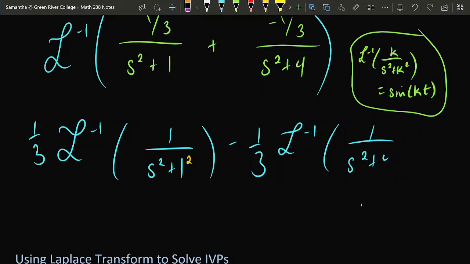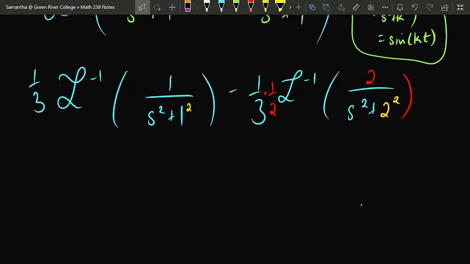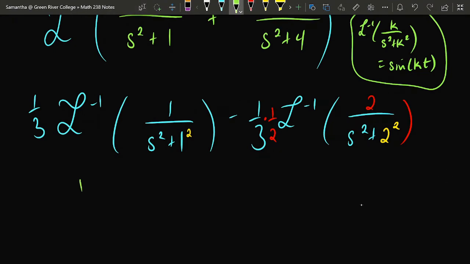But in the second entry, instead of 4, I have 2 squared. But I don't have the 2 that I would need in the numerator to represent the k in the formula of the table. So what I'm going to do is artificially put a 2 in the numerator at the cost of also introducing a 1/2. Now, the expressions in the parentheses have the right format to use the entry in the table, and I get 1/3 inverse Laplace transform of the first fraction, which is sine of 1 times t, minus 1/6 inverse Laplace transform of the second fraction, which is sine of 2 times t.